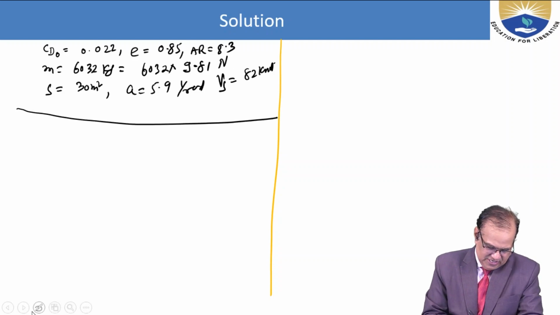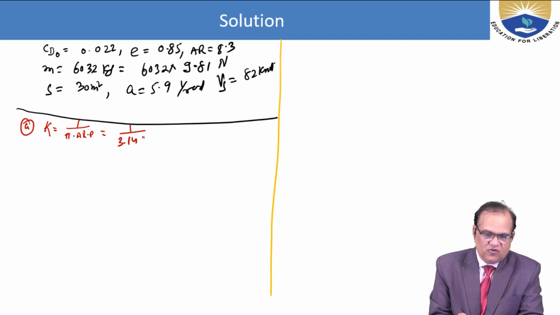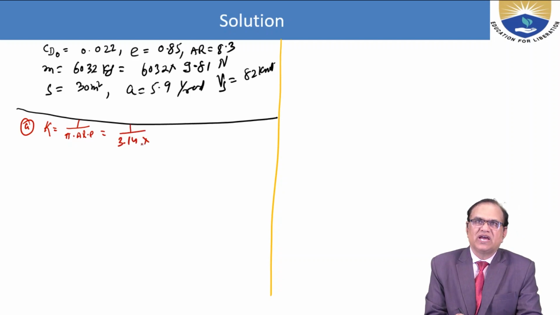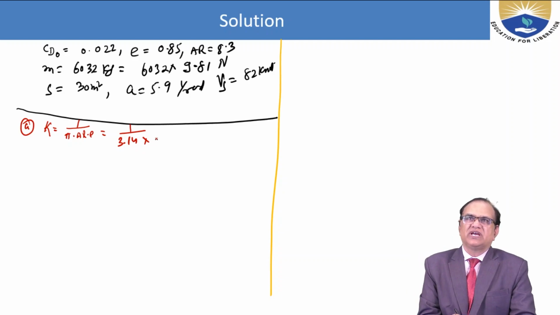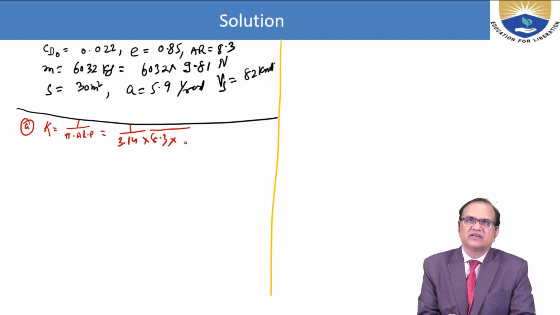So I will change my pen here. I will go with red for the case A. So in this we have to find out the K, and we know that K is 1 by pi aspect ratio into E, 1 by 3.14 into aspect ratio, how much? It is 8.3, and E is here 0.85. You will get the value of K as 0.045.